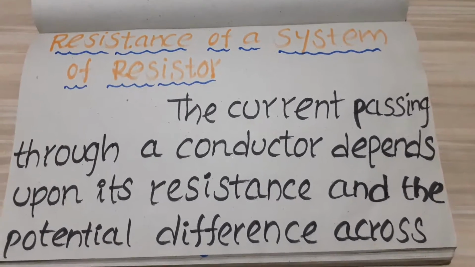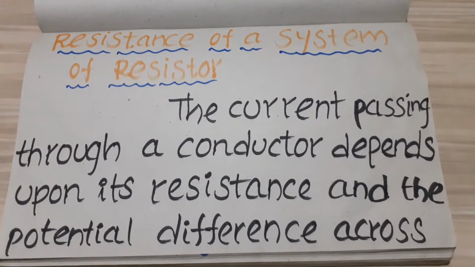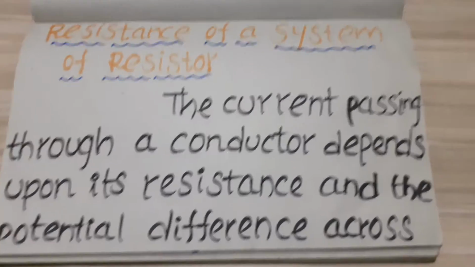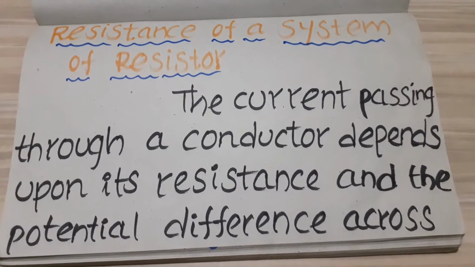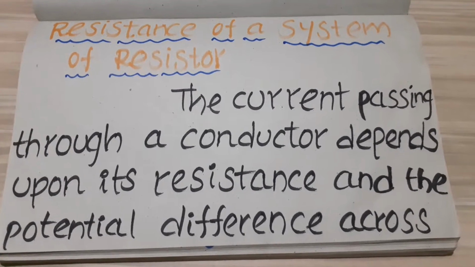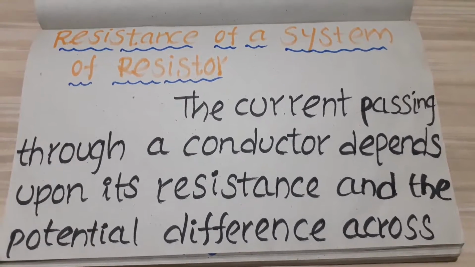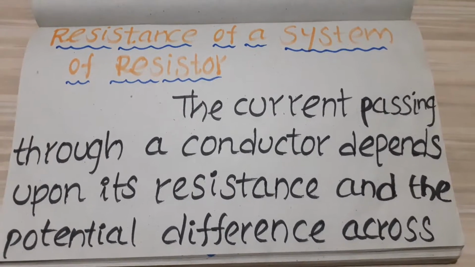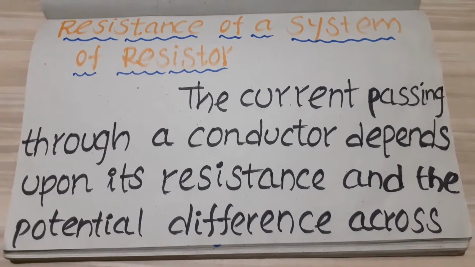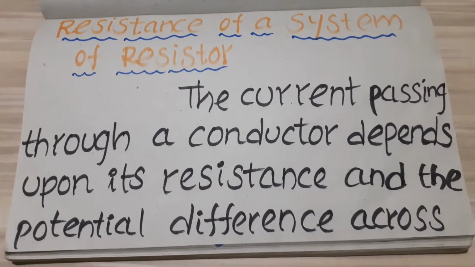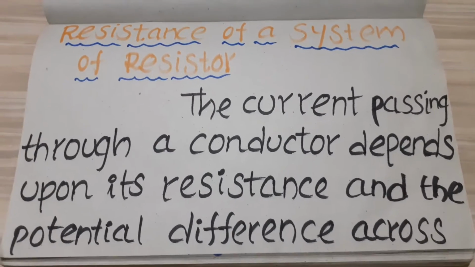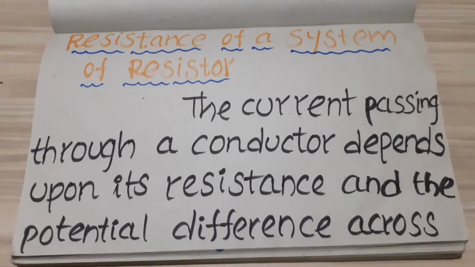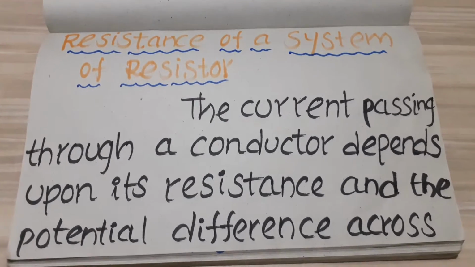Last class we already discussed the differences between resistance and resistivity. In this video we have to study the resistance of a system of resistors. In this class we have studied how resistors are connected in electric circuits, so we studied small electric circuits.